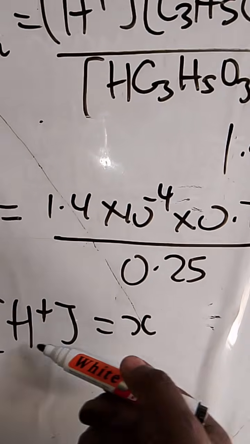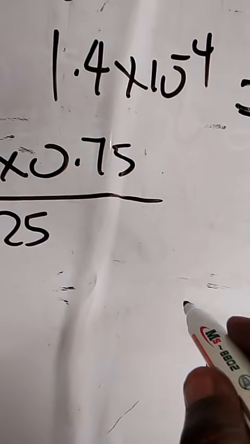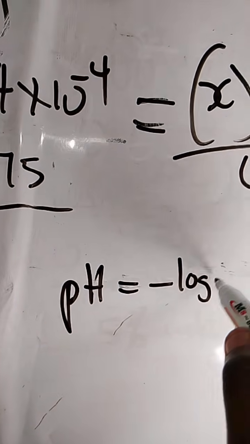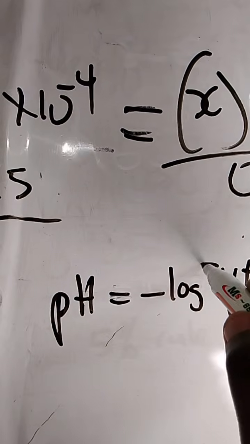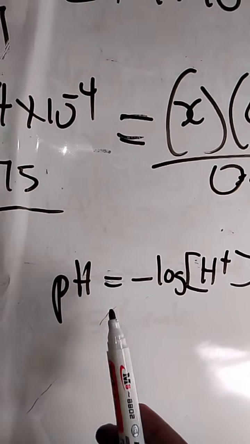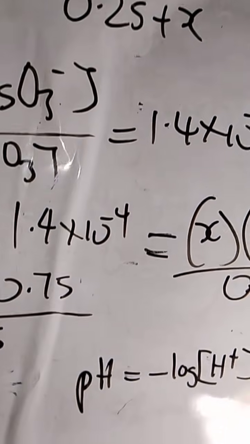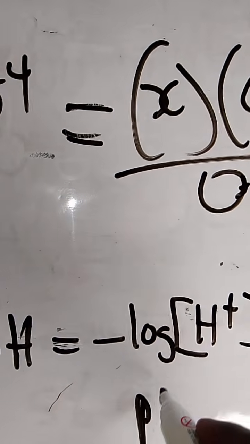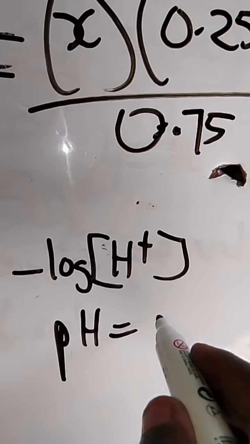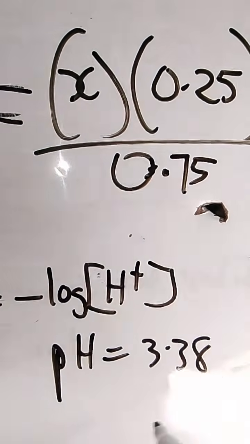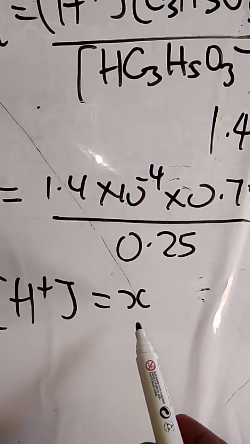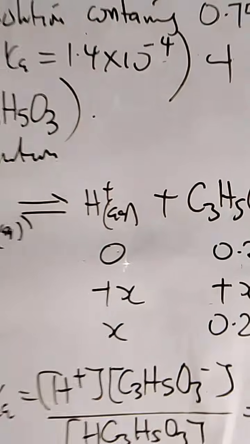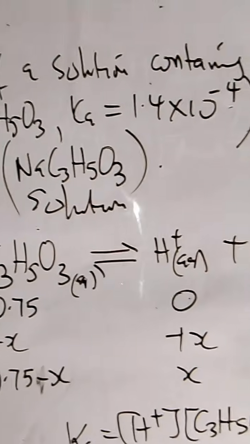After getting the hydrogen concentration, now apply the equation: pH is equal to negative log hydrogen concentration. Then compare the pH we are going to find with the one that we found at first. The one we found at first is pH equal to 3.38. Compare now using the value of X. Okay, so we can end here.